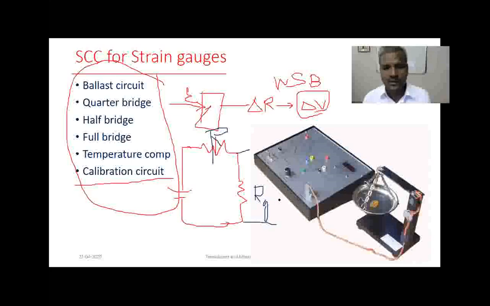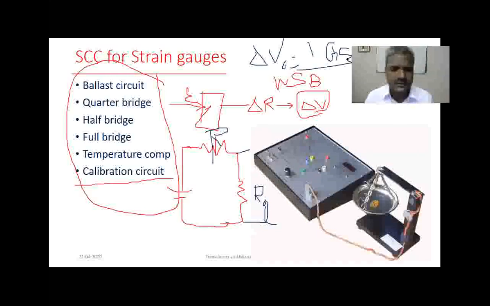The change in output we also saw in the last class. The change in output from this bridge is delta V naught equal to R into Rg divided by (R plus Rg) the whole square, into gauge factor into epsilon. So this is gauge factor into epsilon. This is the output obtained from the ballast circuit.